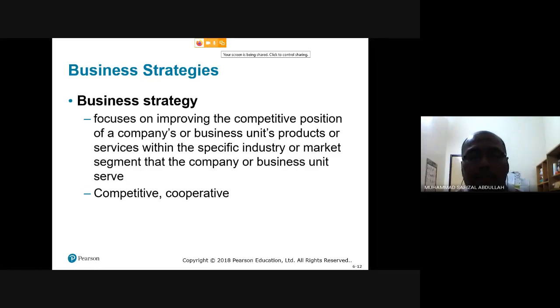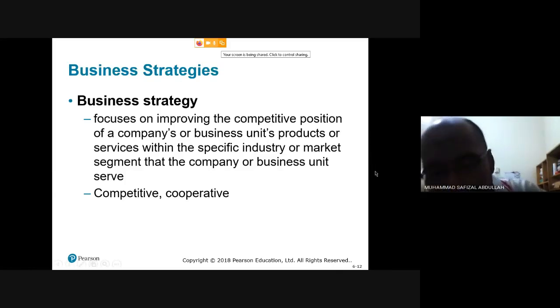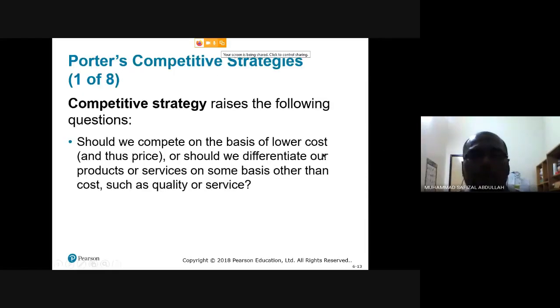Okay, class, this is the very important roadmap. For the corporate strategy, please remember we have three main categories: growth, stability, and retrenchment. For business strategy, we have competitive and cooperative. Are you following me so far? If you do, then that's very good. Now, let us go to the first one.